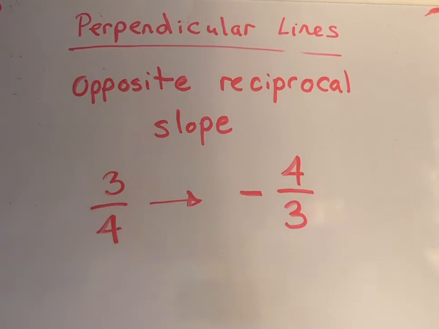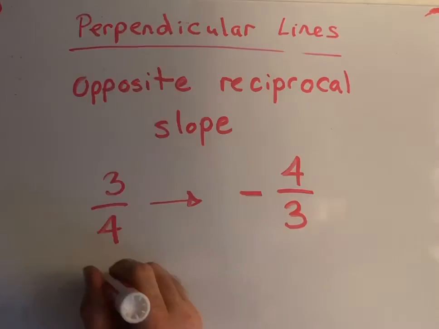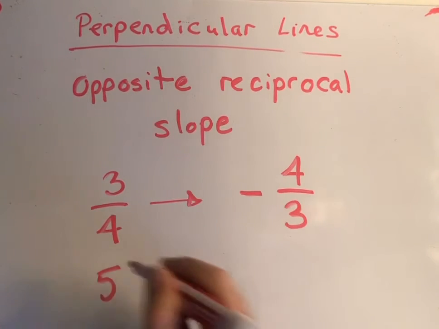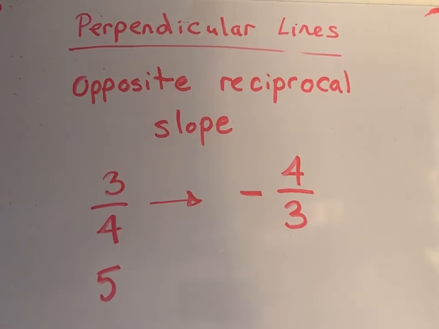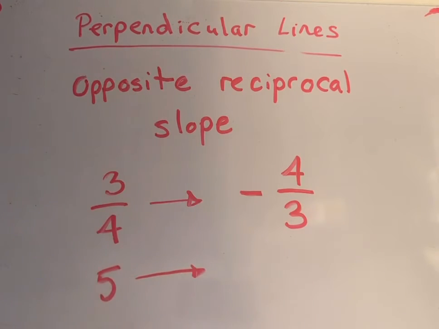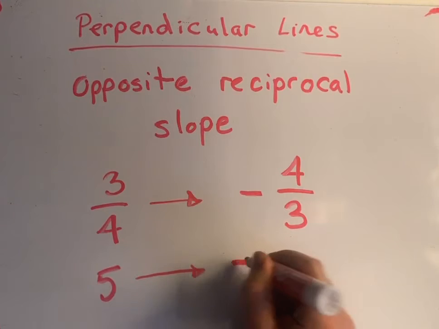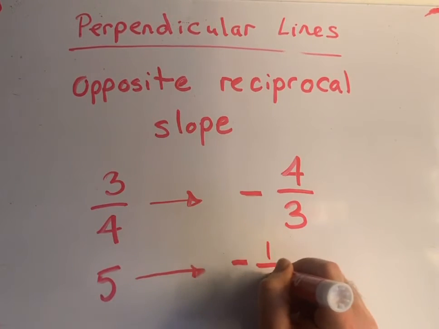Also, so if I had, let's say the slope of one line is 5, okay? The opposite reciprocal of that would be -1/5.